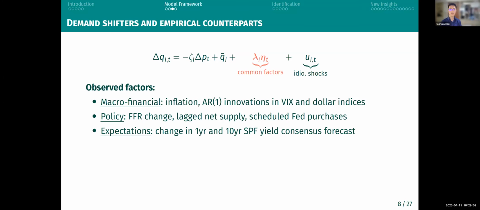So, if you think about the common factors, we should be able to imagine that some macro financial factors, some policy factors, and expectations factors could drive treasury demand as a separate demand shifter, shifting the levels of these treasury demand curves, right? And in that sense, we're a little bit closer to the term structure literature. Instead of modeling the SDF as a function of factors, we're now explicitly modeling quantity demanded as a function of factors.